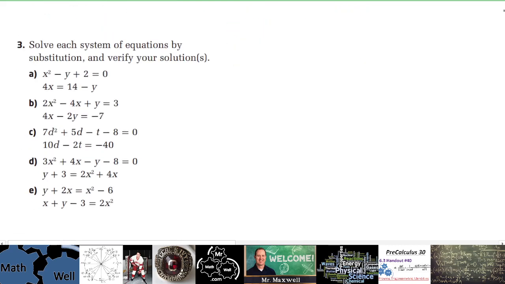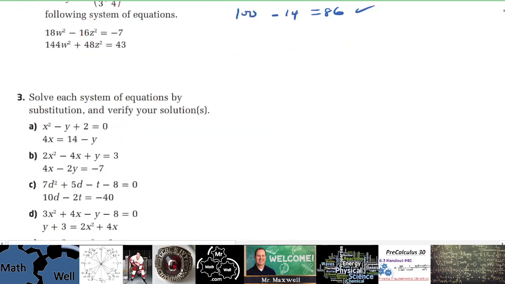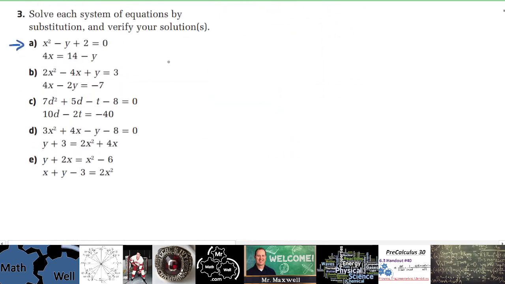Number 3, here's where we may start running into some problems. Let me just do a couple here from 3. If you're having trouble with E, maybe we can do E. So solve each system of equations by substitution and verify. So we are using substitution. I'll do A, that's the first one.